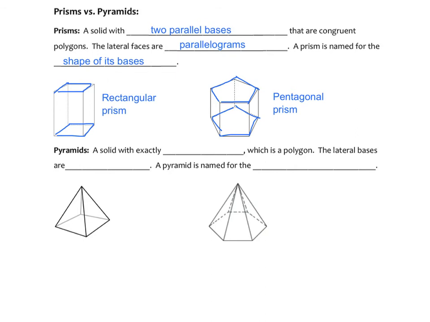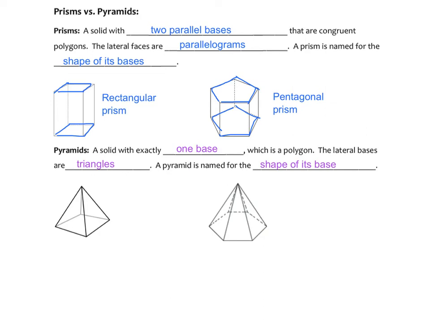Now we just discussed prisms. Let's see how that's different than a pyramid. A pyramid is a solid with exactly one base, which is a polygon. So pyramids have one base. The lateral faces are triangles. And a pyramid is named for the shape of its base.